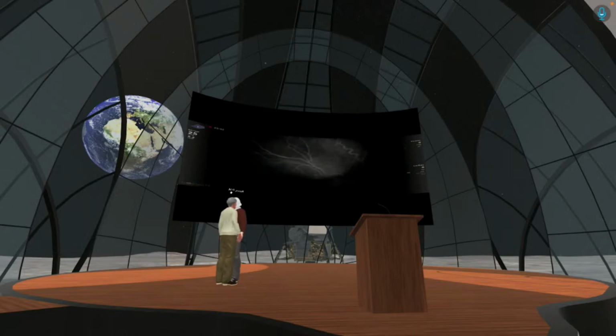In my opinion, the most important thing is the light source in the fluorescein angiography.